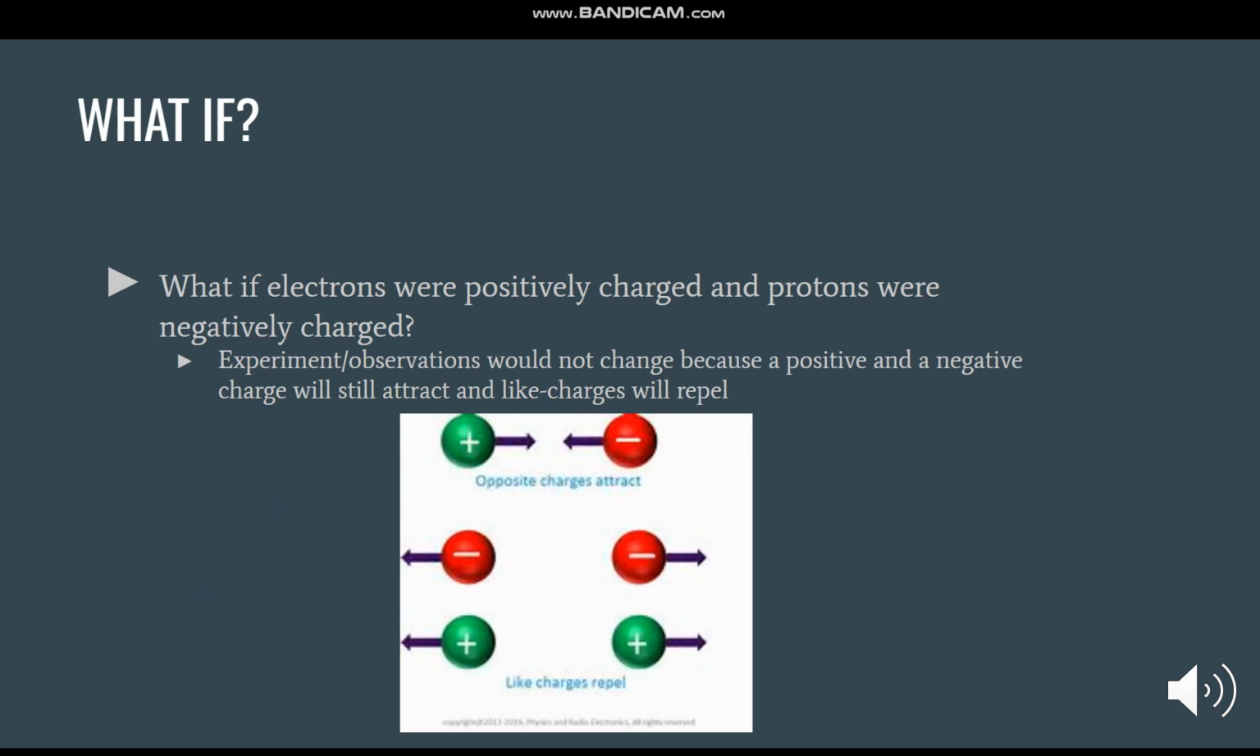So here are our final thoughts. What if the electrons were positively charged and protons were negatively charged? The experiment and observations would not change, because a positive and a negative charge will still attract and like charges will repel, like a negative and a negative.